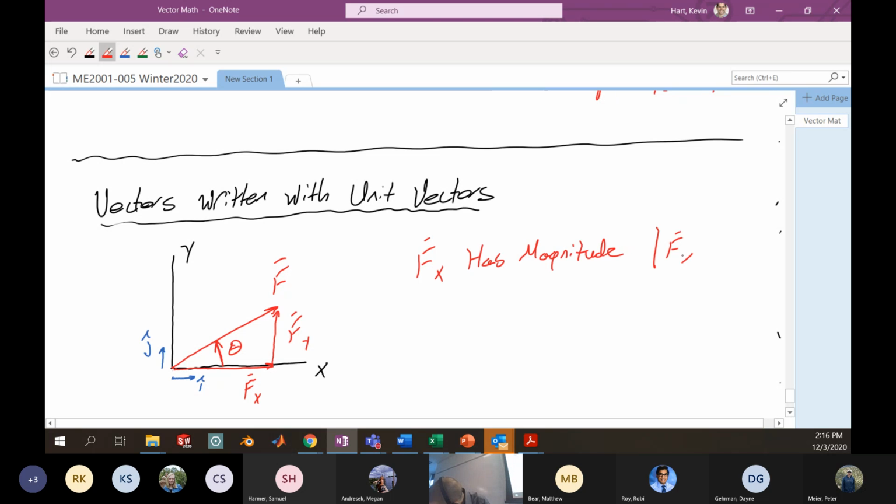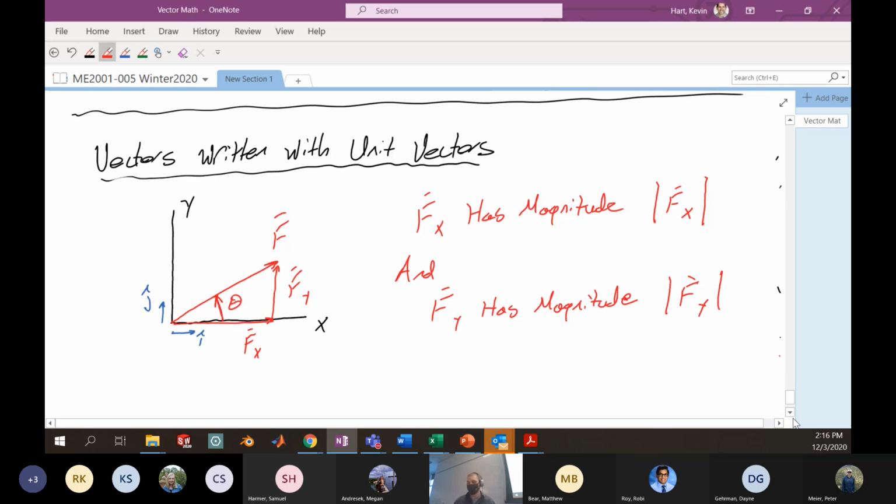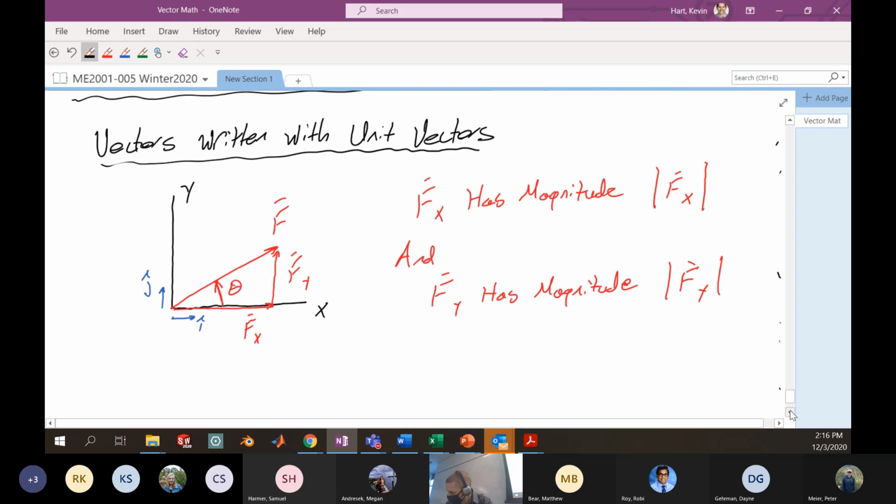Okay, and so if we say that the vector F has magnitude, this is how we typically denote magnitude, the magnitude of the vector Fx, and Fy has magnitude, which is the magnitude of the vector Fy, whatever those magnitudes are. I'm just keeping them as variables right now. Then we could write each one of these vectors using unit vectors.